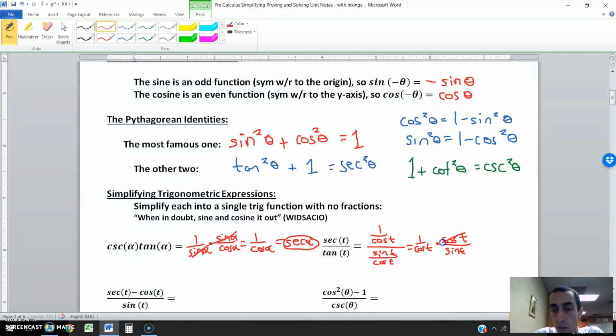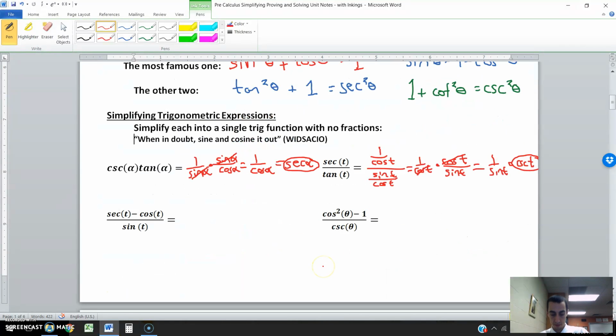Alright, so now we are multiplying. These cosines cancel. We've got 1 over the sine of t. And the reciprocal identity for 1 over sine of t is cosecant of t. Got a single trig function, no fractions.